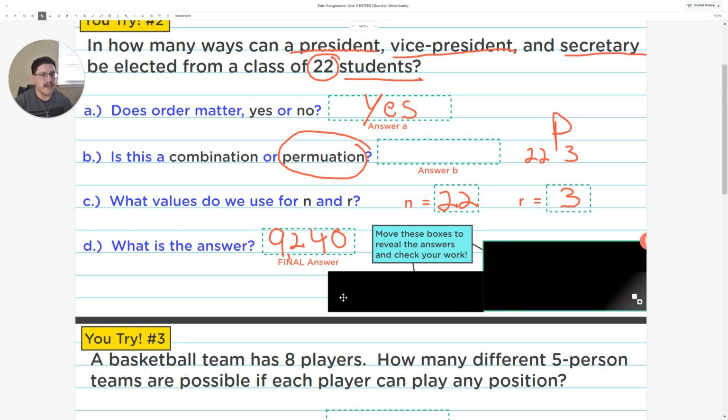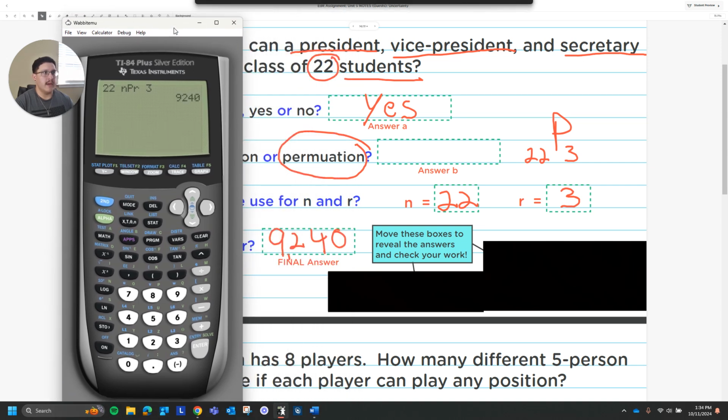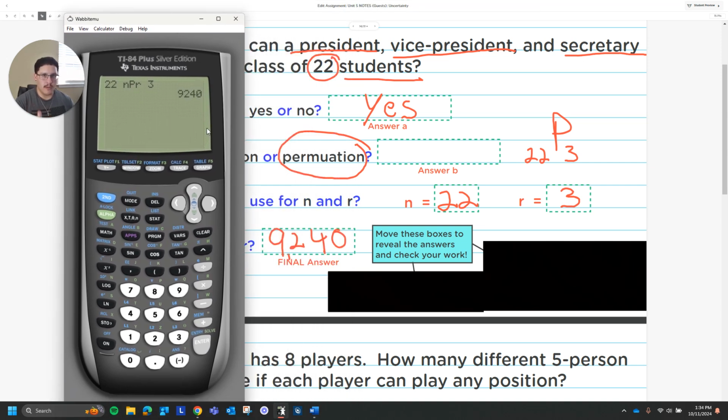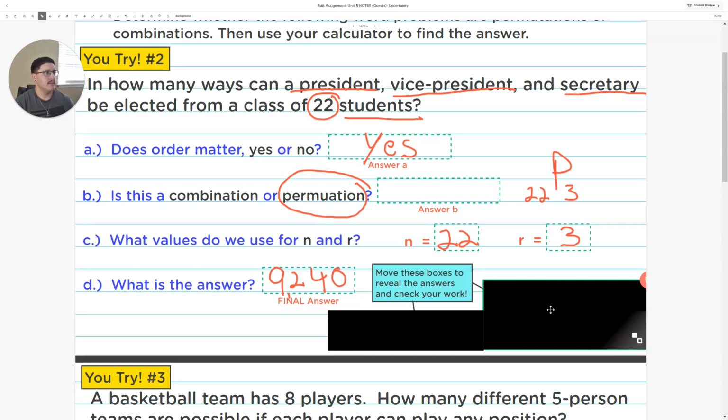For TI-84, you're first going to type in 22, then press Math, go to PRB, choose option 2 for NPR, which is a permutation, and then put number 3, you'll get the exact same answer. 9,240 if order matters, because, and it does, because this is a permutation. It matters who we choose first, second, and third. And that's it for you try number 2.